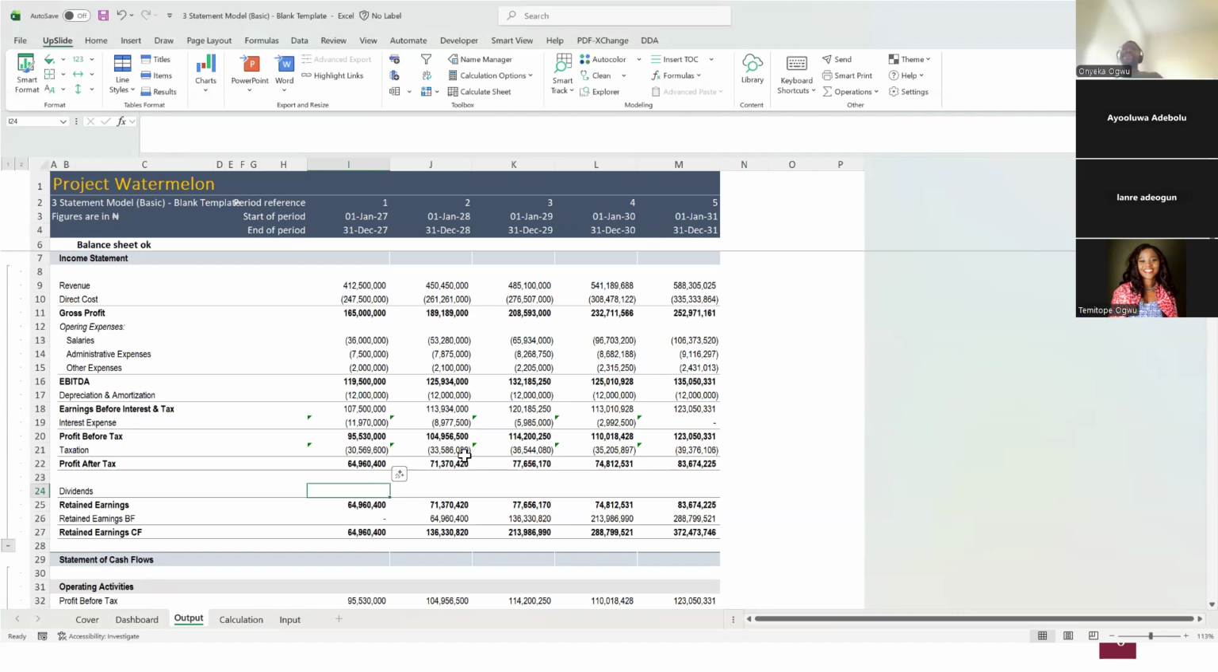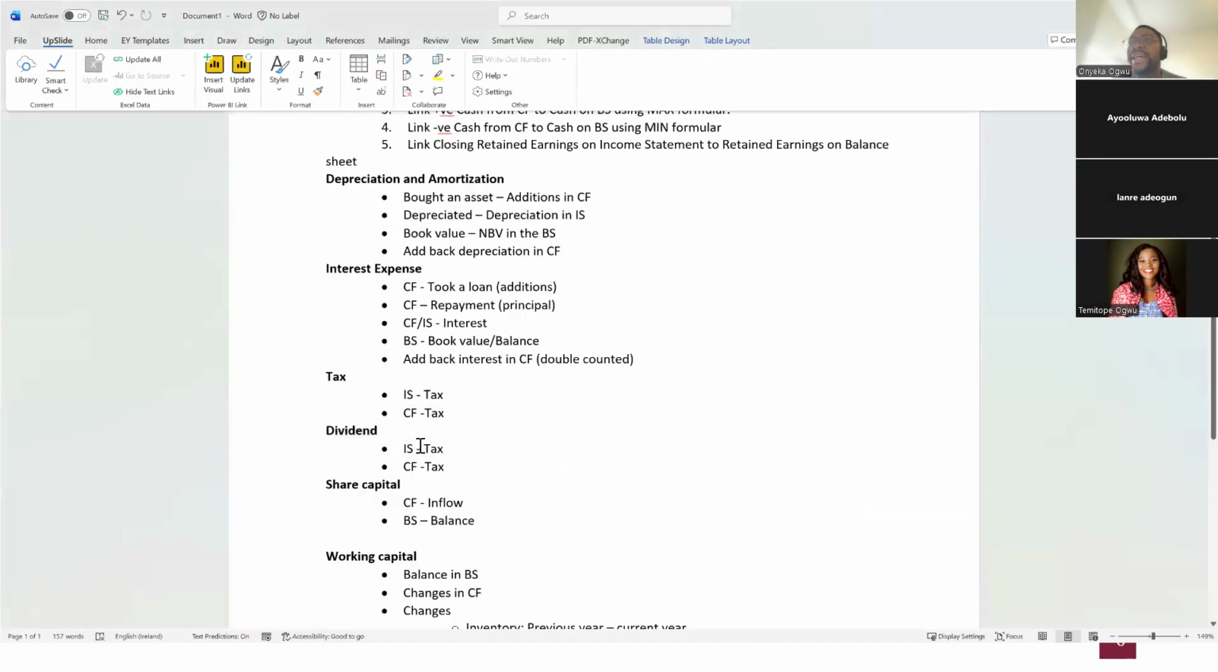Okay, so now dividend. Dividend we record in the income statement and cash flow.